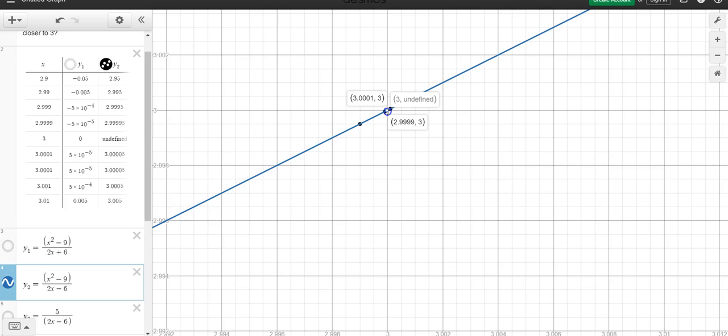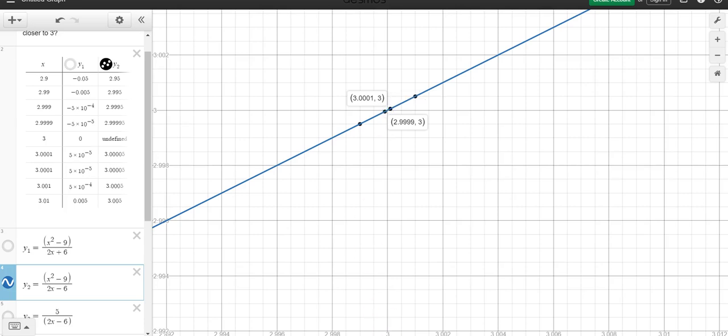It's saying I can get really, really close to 3 in the x direction, and y gets really, really close to 3 as well, but I can't make x equal 3 because then y is undefined. But the limit still exists because the limit says getting x really, really close to 3 makes y really, really close to 3. So the limit is 3.